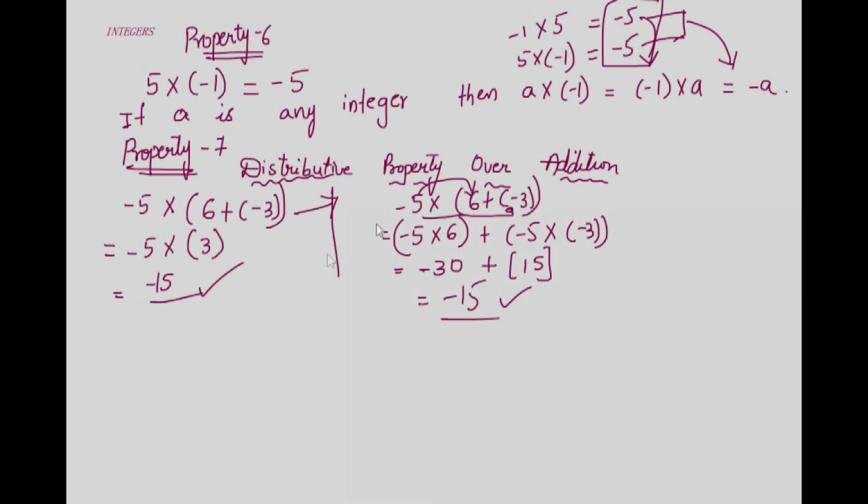So, we can write a into b plus c, as this is in the form of a into b plus c, in the form of a into b plus a into c. So, this is property number 7, distributive property over addition. If a, b, c are any 3 integers, then a into b plus c is equal to a into b plus a into c.